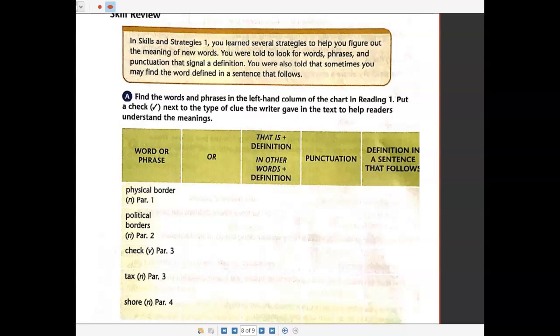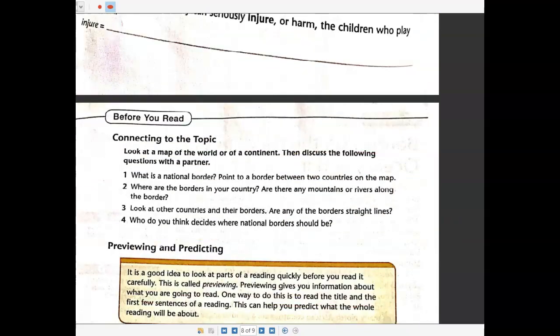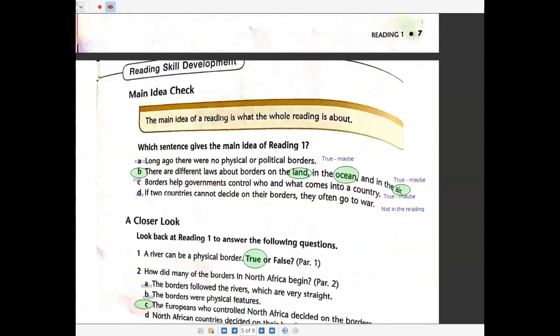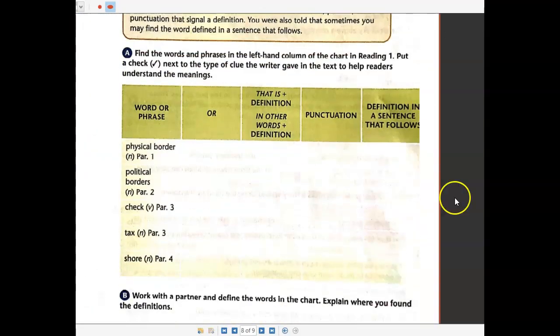We're going to find the words and phrases and put a check next to the type of clue the writer gave. Some of these we checked while we were reading. So let's look for the definition of physical border in paragraph 1. We already found it. So physical border is in this sentence, and the definition is in the next sentence. So for that one, we want to check definition is in a sentence that follows.